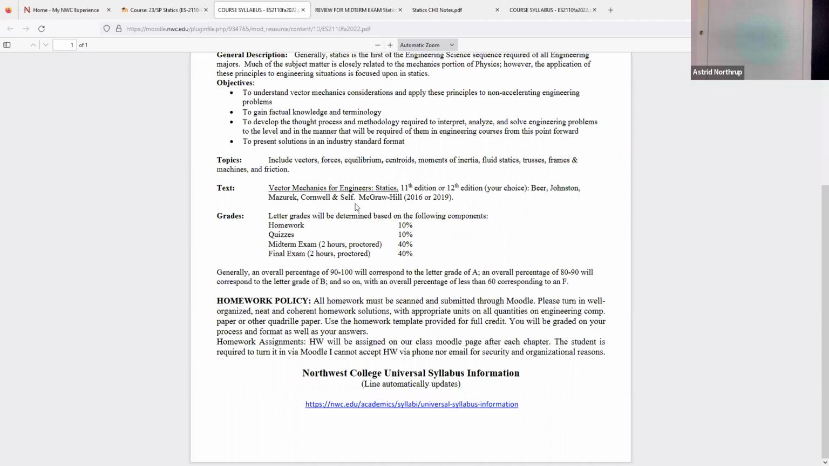But there are several others. There's one called Hibbler that they use a lot at University of Wyoming. There's a couple of other textbooks that are still classic. So if you're going to go somewhere else to take dynamics, you may not want to bet that you're going to get the same textbook. So you might want to buy statics separately from dynamics.